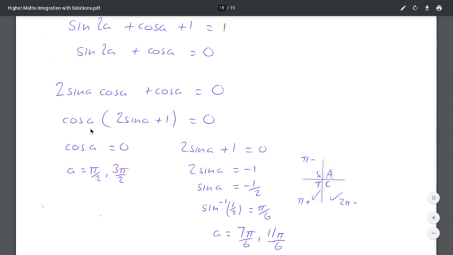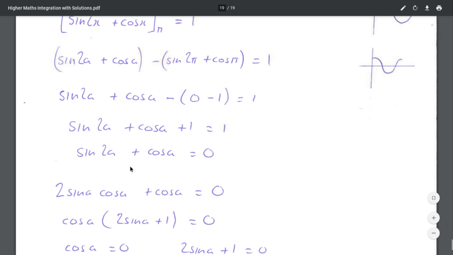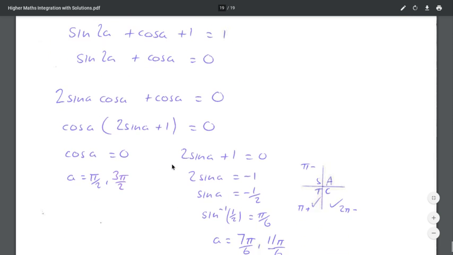So either the cosine of a is 0. So again, quick sketch of the cosine graph, which I've got up here. When is this 0? This would normally be 90 and 270 degrees, but we're in radians, so that'd be pi by 2 and 3 pi by 2 radians.